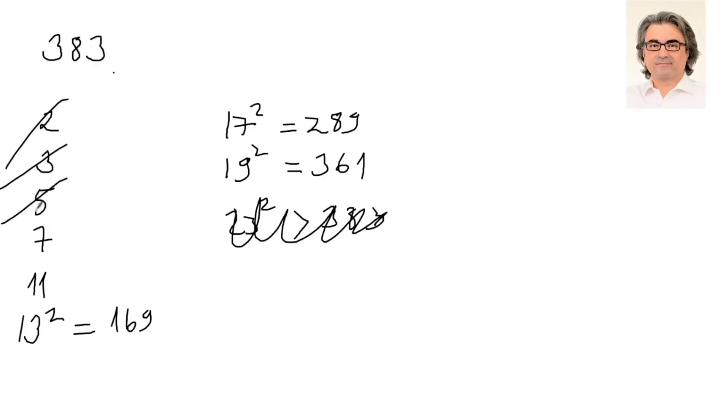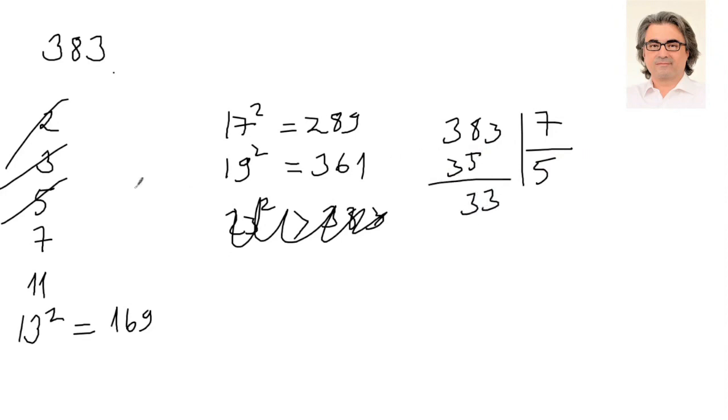What about 7? Let's check it here. If it's divisible by 7, then it's not prime. It's a composite number. 5 times 7 is 35. Yes, it's not divisible by 7. What about 11? Let's check it. 3 times 11, 33. 53 is not divisible by 11, so it's not divisible by 11.